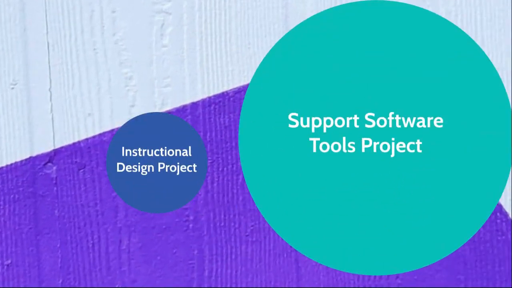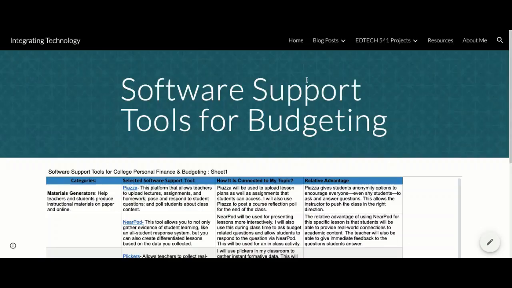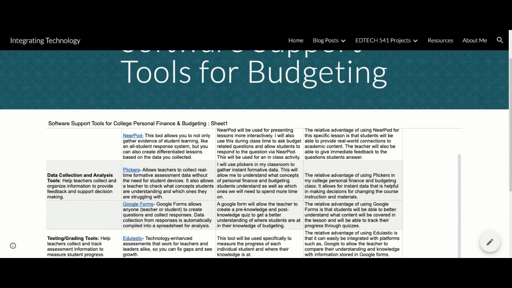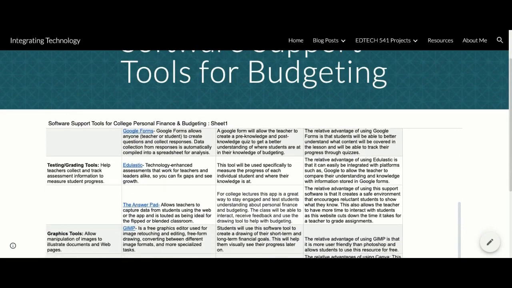EdTech 541 provided me the practice of integrating technology in the classroom. One artifact that applied to reflection on development and implementation of technology-supported instruction is the Software Tools project. Let's take a look at this further. In this project, I described 10 different software tools that I would use in a classroom, how I would use them in the classroom, and the relative advantage of each tool.